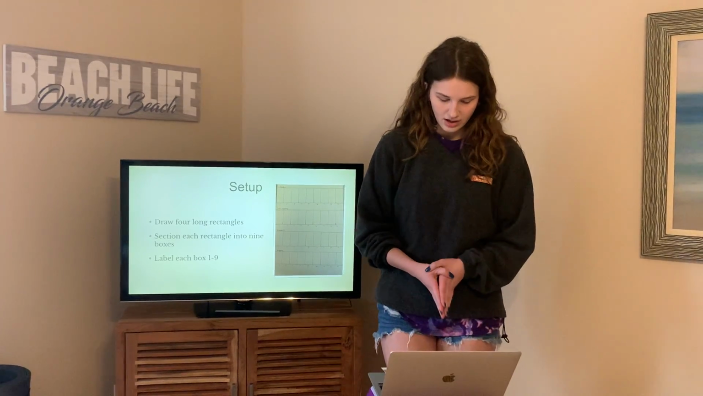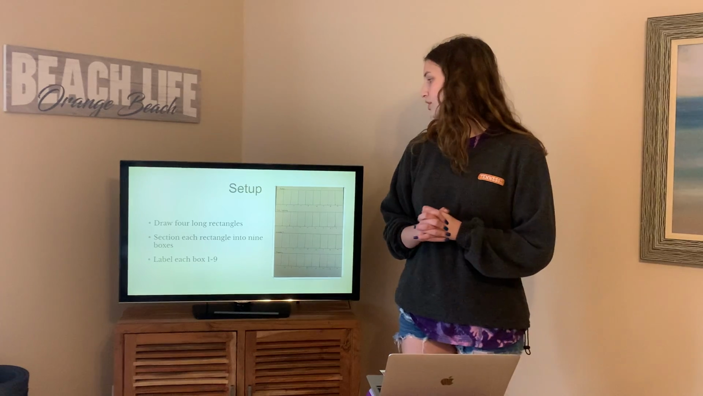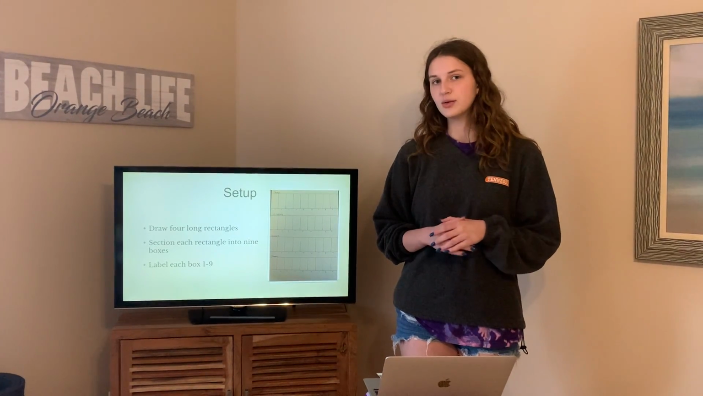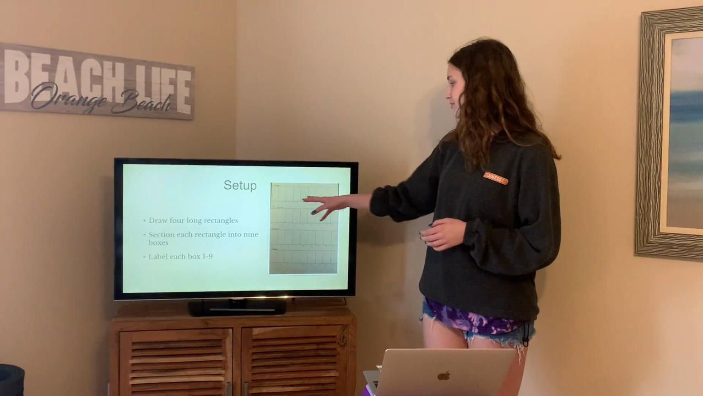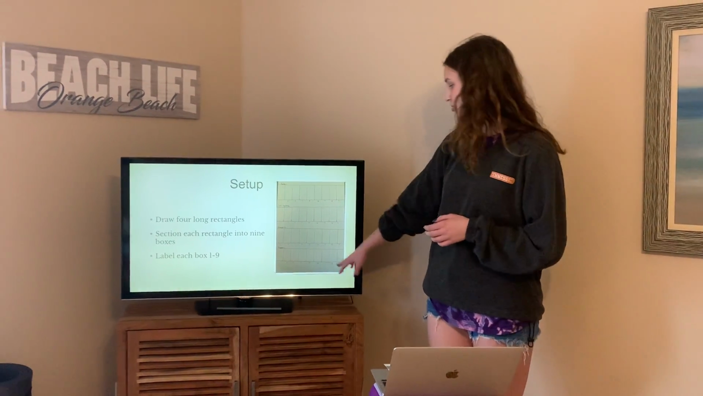Okay, the first step is to set up your scales. You're going to draw 4 long rectangles and section them into 9 boxes each and label the boxes 1 to 9. So we have the example here. I've labeled them shading, cross-hatching, scumbling, and stippling.